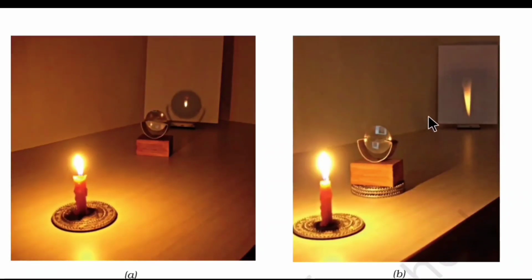At this time also it will be real and inverted, but the image size will be increased. So if you just bring the candle towards the convex lens, the image size will be increased, but for maximum cases it will be real and inverted.